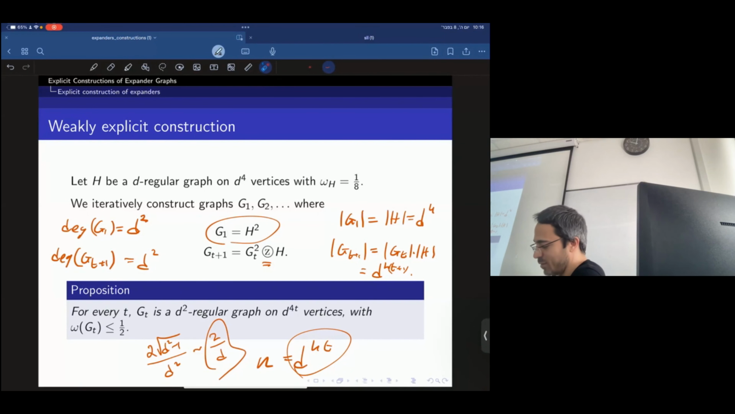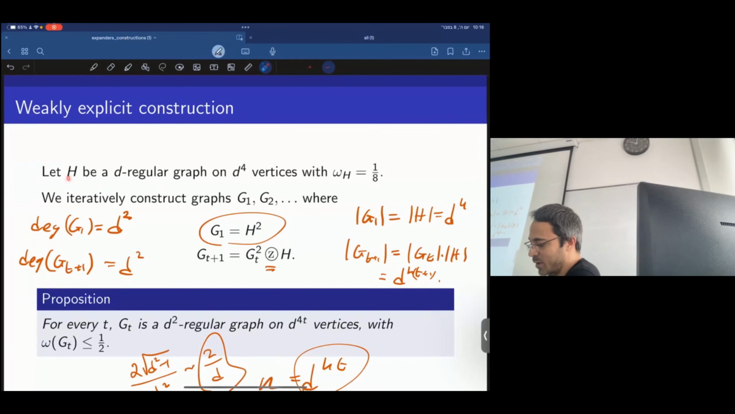An explicit construction of an infinite family of d-regular graphs for any constant d that you want. Do you remember this? So the way to do that, we are actually shooting for a graph which is d squared regular, and it's easier like that. To this end, we took a kind of gadget graph H, which is D regular on D to the 4th vertices.